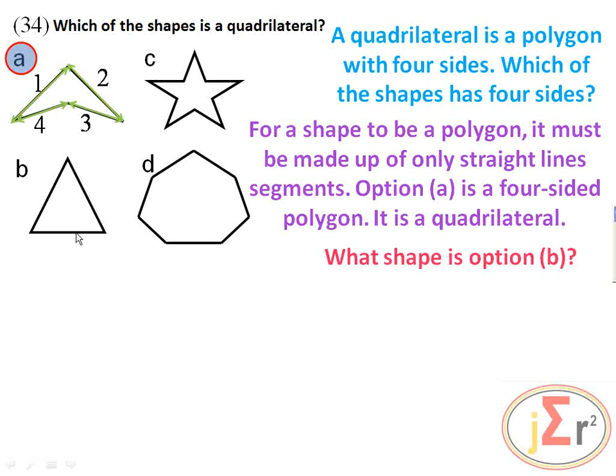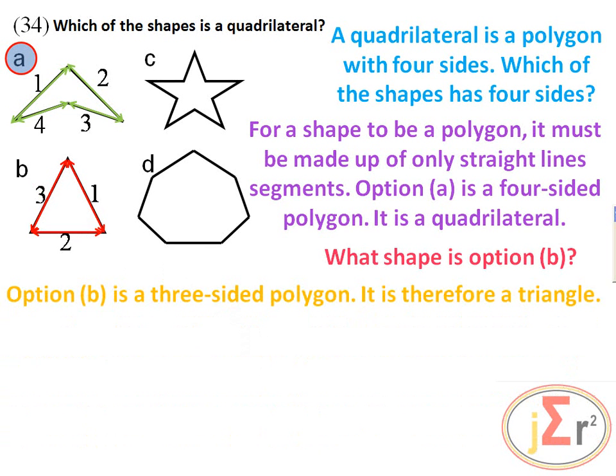A pair of sides meet here, we have an angle. And a pair of sides meet here, we have another angle. So we have how many angles? 3. So we have a triangle. 3 sides. So there we have our triangle. Option B is a 3-sided polygon. It is therefore a triangle.